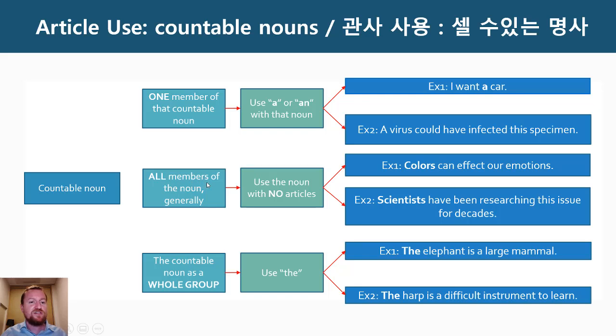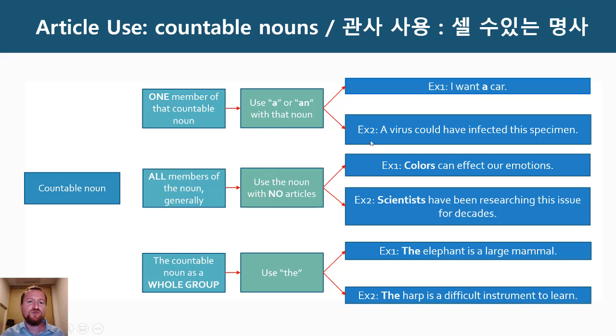When referring to all members of the noun in general, in its countable form, use the noun with no articles. So colors can affect our emotions, or scientists have been researching this issue. Not the scientists, not the colors, because we're referring to all colors, all scientists. For the countable noun as a whole group, use the. So the elephant is a large mammal, or the harp is a difficult instrument. You can also pluralize these, right? Elephants are large mammals. Harps are difficult instruments to learn. That can work as well.